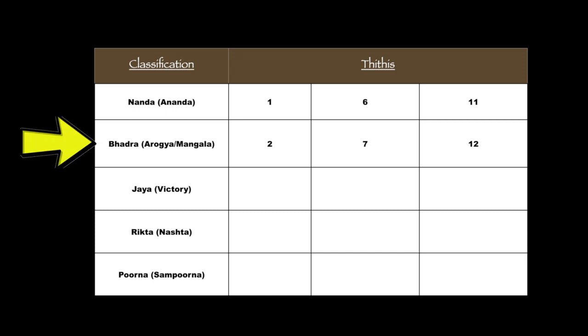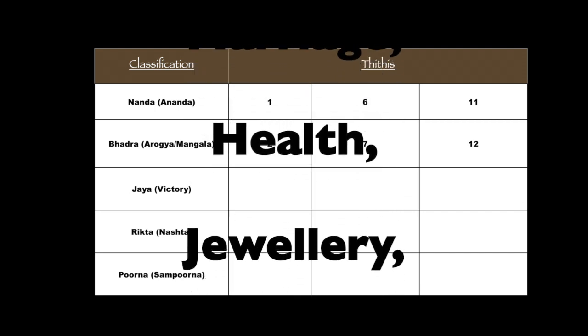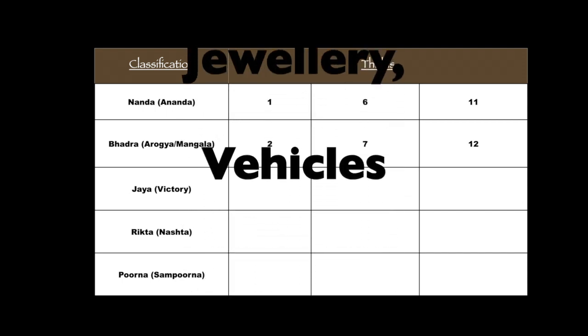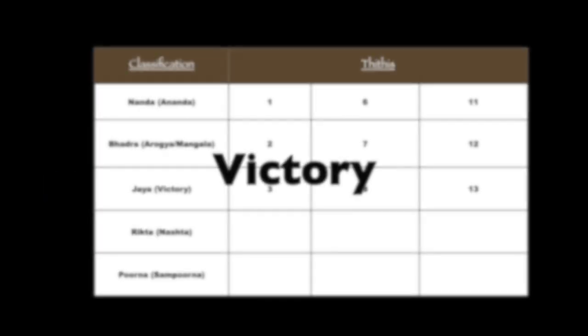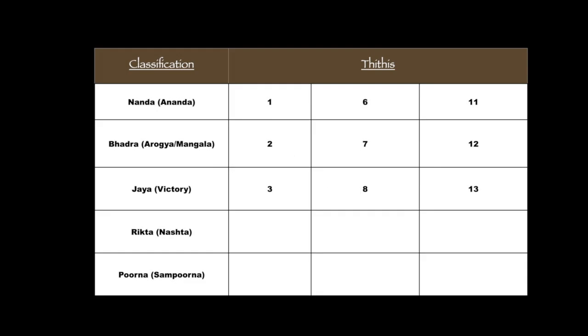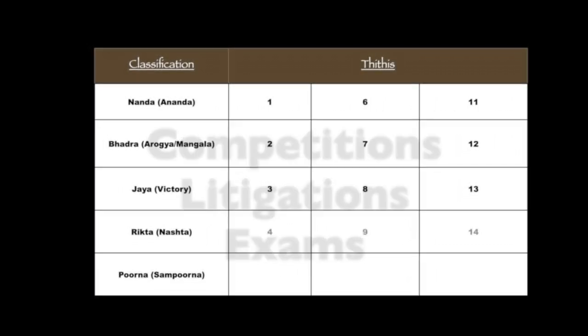Dvitiya, Saptami, and Dvadashi Tithis are Bhadra Tithis. In these Tithis, marriage, health, success, jewelry, vehicles, and prosperity related activities are favorable. Tritiya, Ashtami, Trayodashi are Jaya Tithis. Just as the name suggests, any activity where you have to overcome obstacles or attain success, such as equipment for defense, flag, etc., is considered favorable in Jaya. For instance, competitions, litigations, examinations.